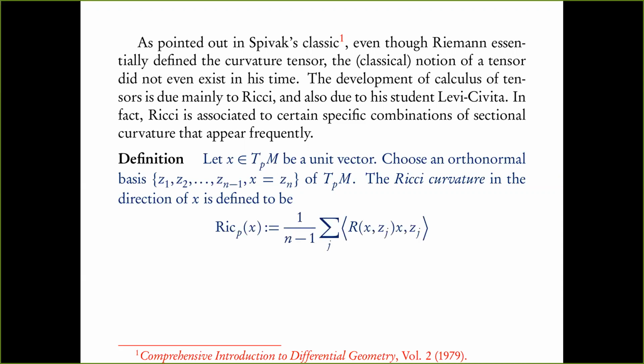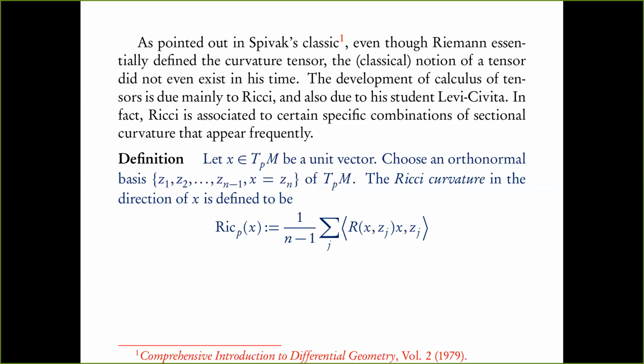So we write Ric, short for Ricci, at the point P in the direction of X to be an average. There's a scaling factor of 1 over n minus 1. This is a sum over the usual sectional curvature. Remember the usual sectional curvature: if x, y was an orthonormal basis spanning a two-plane sigma, then the sectional curvature of the plane sigma was R(x,y)x dotted with y. So this is precisely that. This is the sectional curvature of the two-plane spanned by x and Z_j. You take the sum over j and you divide by n minus 1.